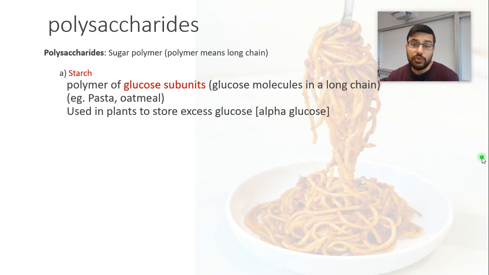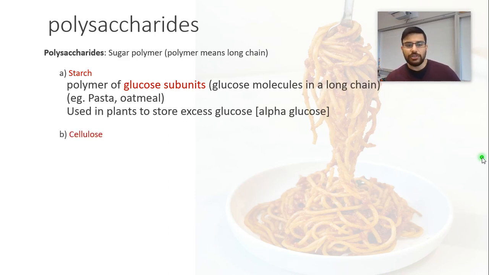Plants are used to store extra glucose. If they have lots of glucose that they've produced, instead of just having a whole bunch of glucose floating around, a plant might store that instead, and that's going to be used as alpha glucose, and that is going to be a starch that's inside of plants. So that's why plants have all that sugar in them.